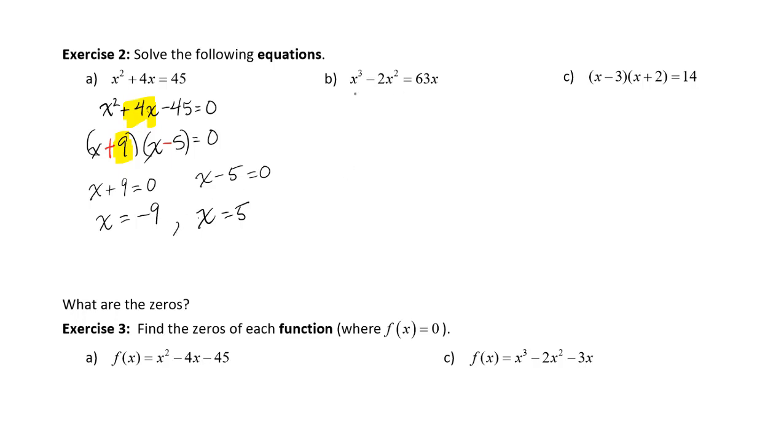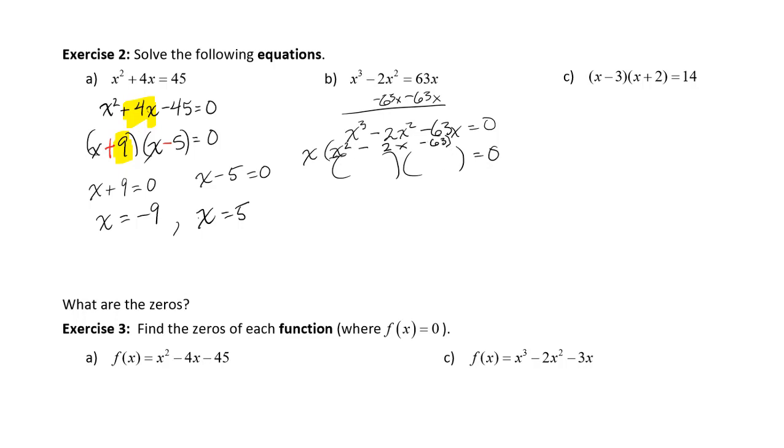Now let's take a look at x cubed minus 2x squared equals 63x. I'm going to subtract 63x from both sides, and that gives me x to the third minus 2x squared minus 63x equals 0. Now I can factor, and I have a common factor of x that I need to factor out. So I have x times x squared minus 2x minus 63.